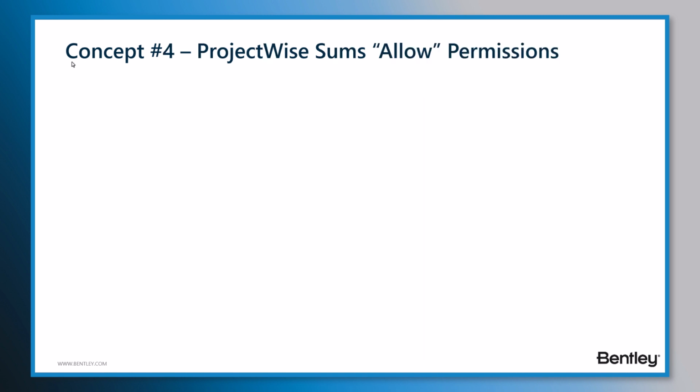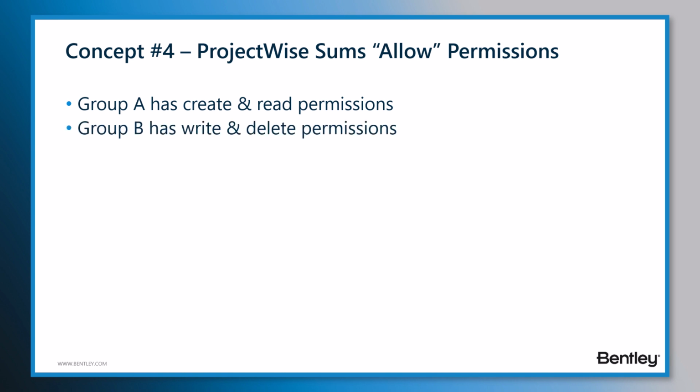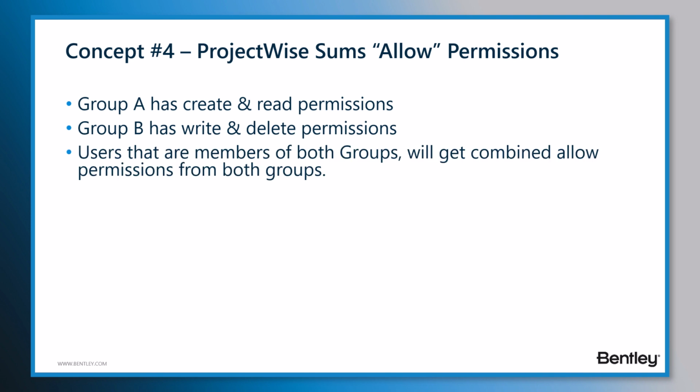Concept number 4. When a selected folder and documents have access control which, for example, specifies that Group A has create and read access and Group B has write and delete access, when a user belongs to both of these groups, then this user will have a combination of allowed permissions from both groups. And that will be create, read, write, and delete access.